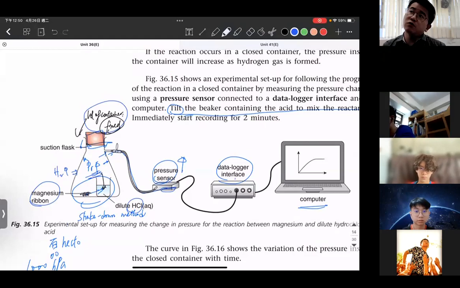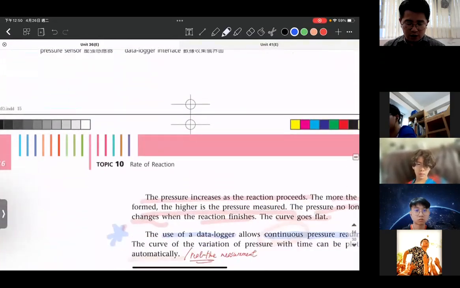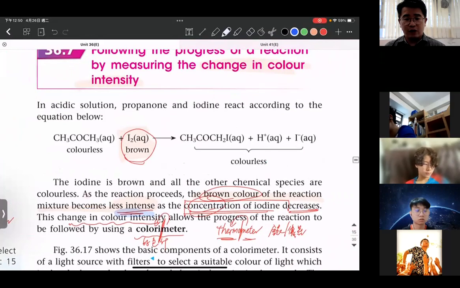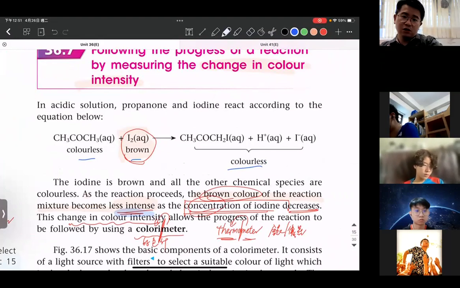But of course, if you are dealing with reactions without formation of gas, this is meaningless, right? Can you get my point? Because there is no change in pressure, so it's meaningless to do so. And what else is there if there is a color change, for example? You may find the color changes from dark brown to pale brown and finally colorless, right? So you cannot use the methods mentioned, right? So that's why I change.